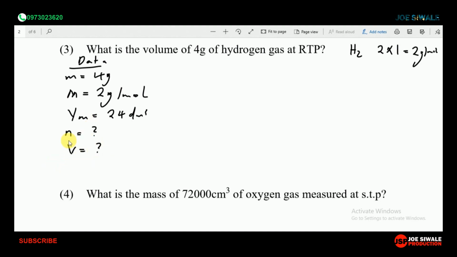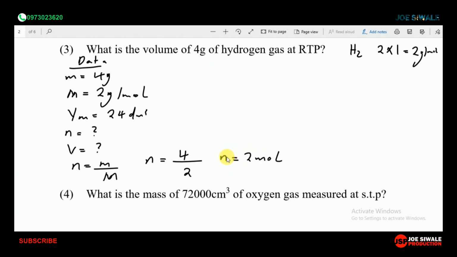So the first thing that we're supposed to do is to calculate the number of moles. Number of moles is equal to mass divided by the molar mass. So number of moles is equal to the mass, which we have been given as 4, divided by the molar mass, which is 2. So the number of moles is going to be 2 moles.